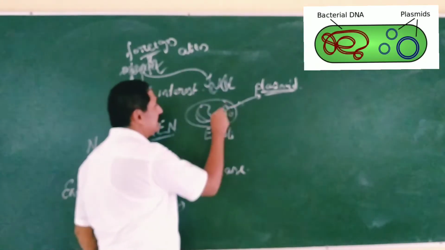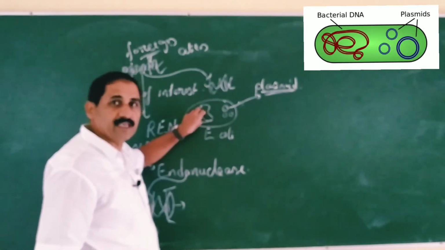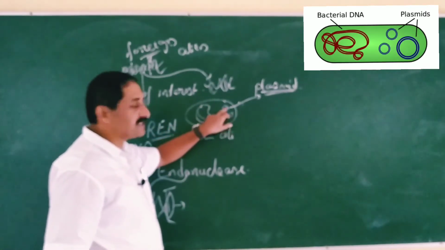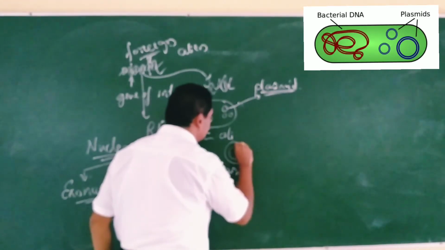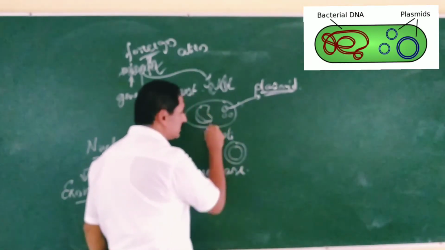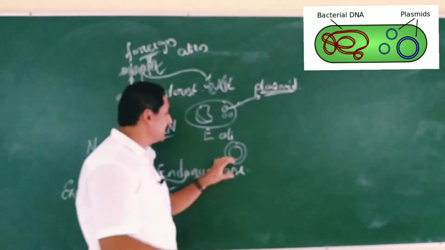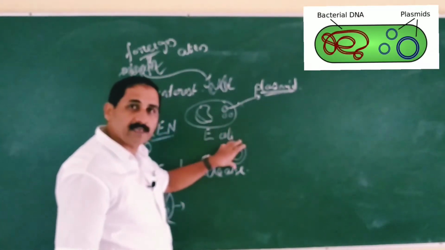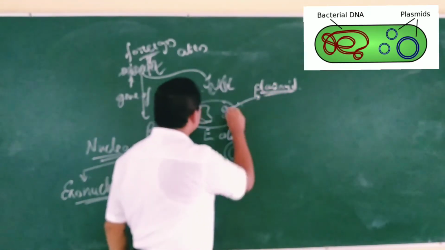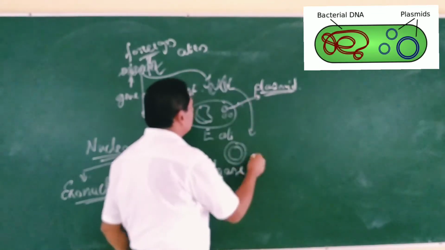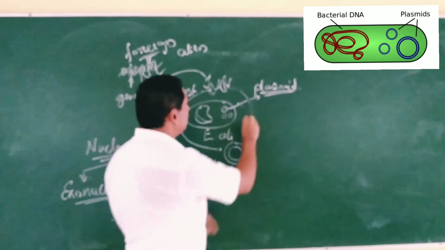So this plasmid DNA is independent from the chromosomal DNA or the host DNA, and it produces its clones. It is double-stranded and has self-replication ability. It is independent of the host genomic DNA, an autonomously replicating double-stranded circular DNA. We use this plasmid DNA to insert the foreign gene or alien gene.